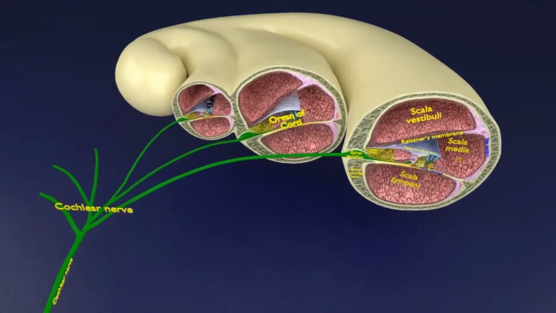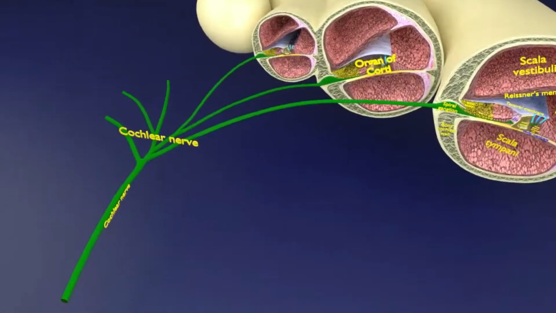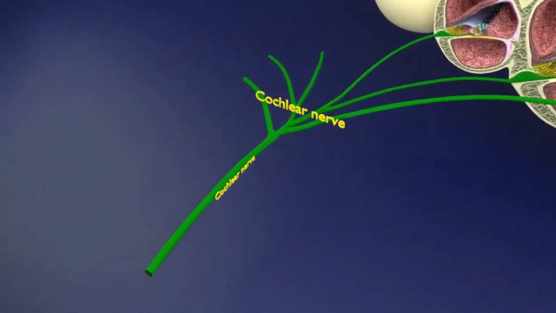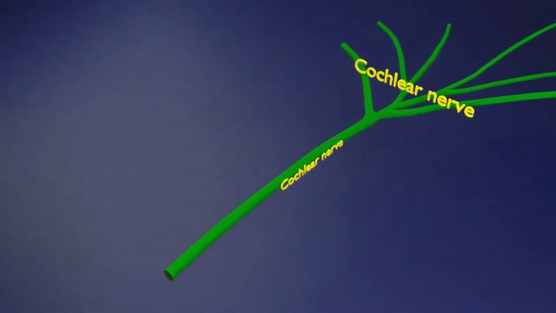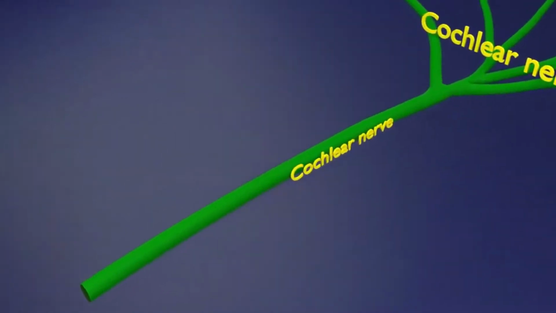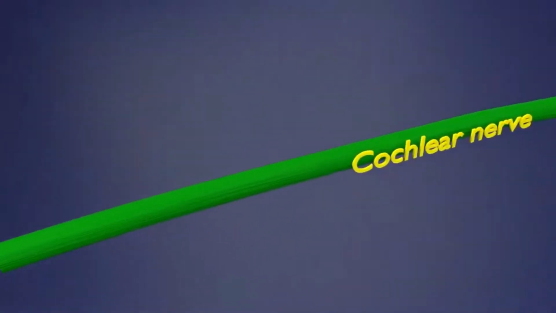Welcome viewers. Today I am going to explain about the inner ear, that is the cochlea, along with the organ of Corti, the cochlear nerve and the other important related structures.